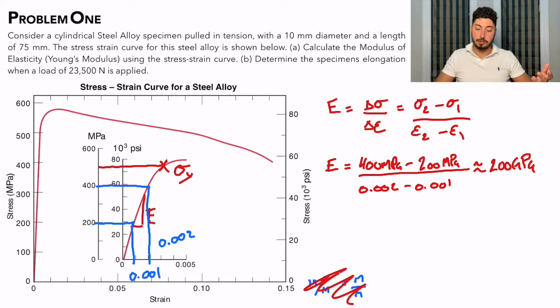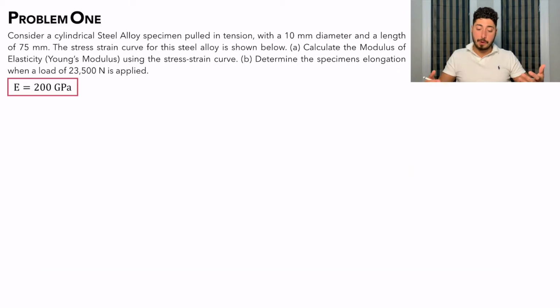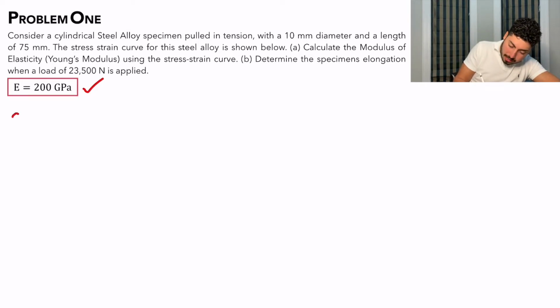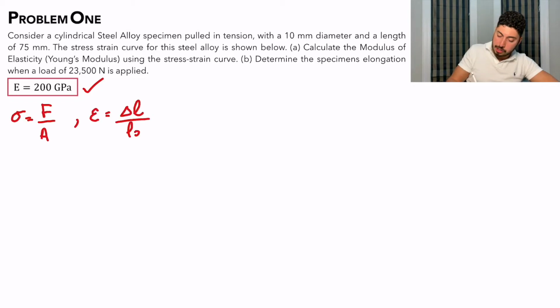Now let's move on to part 2. Part 2 of the problem, or part B, says determine the specimen's elongation when a load of 23,500 newtons is applied. We already have our Young's modulus, which we calculated in part A. So now we need to write down the 3 fundamental equations which govern our mechanics of materials. The first is that stress is equal to force divided by the cross-sectional area that it's being applied to. The second is our strain equation, which is equal to our change in length over our initial length. And this change in length is often referred to as elongation.